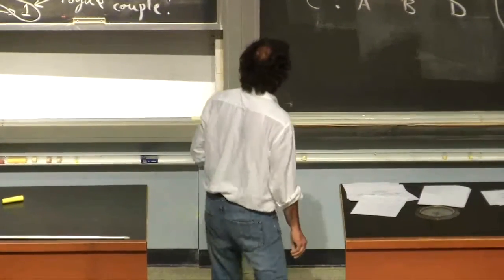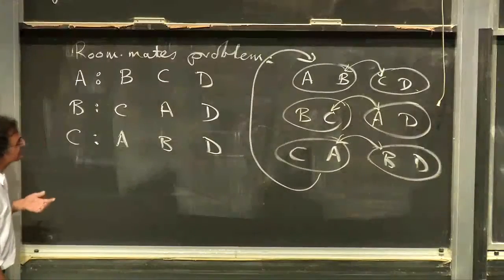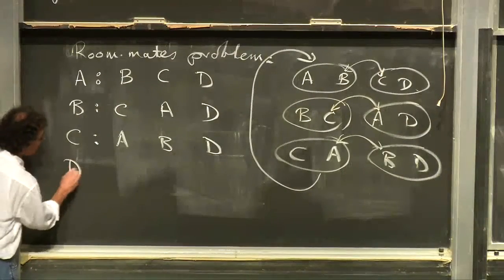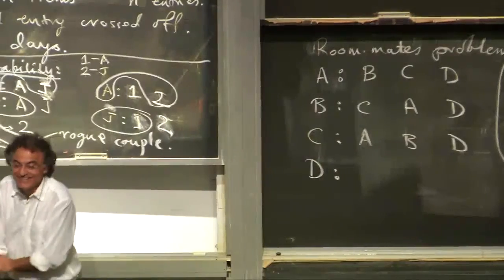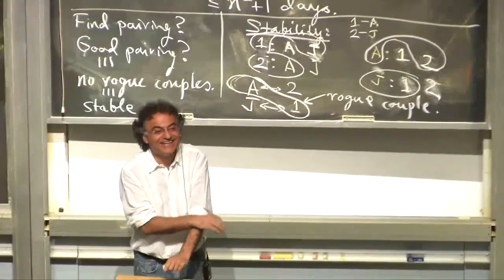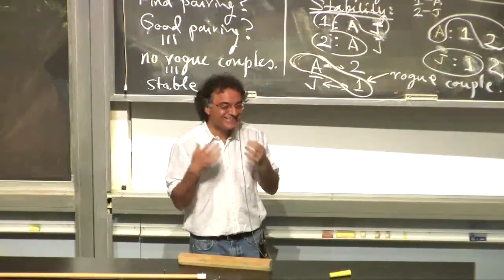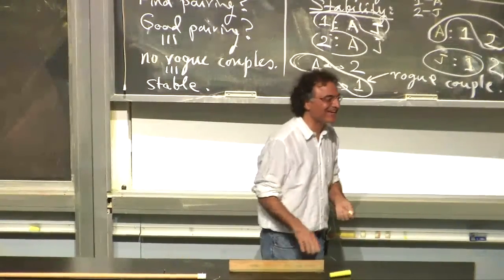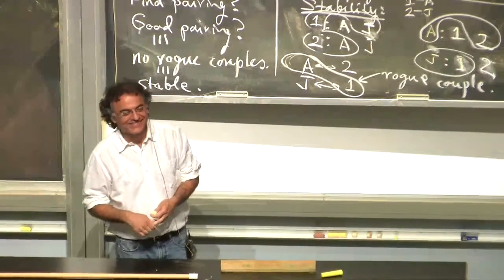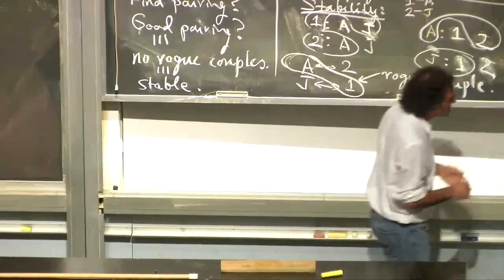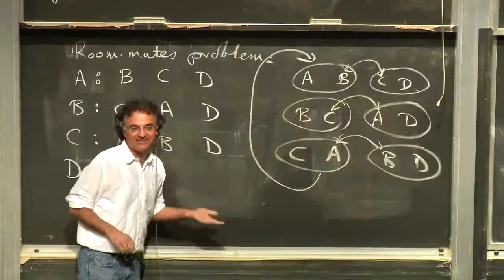Why are we not considering D's preferences? We can, let's put them down. It just doesn't matter because nobody likes D. Yeah, it's sad, isn't it? We could put down these preferences, but it wouldn't change anything.